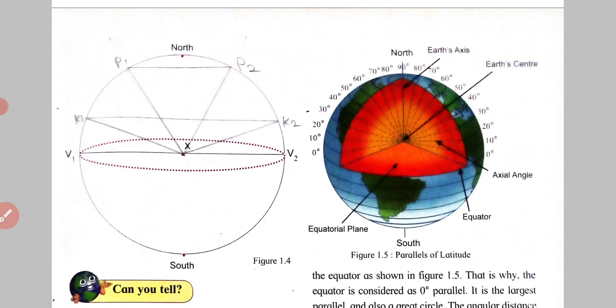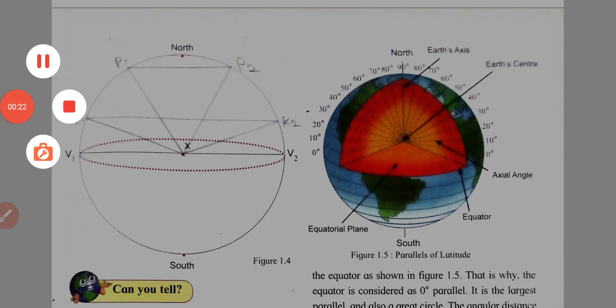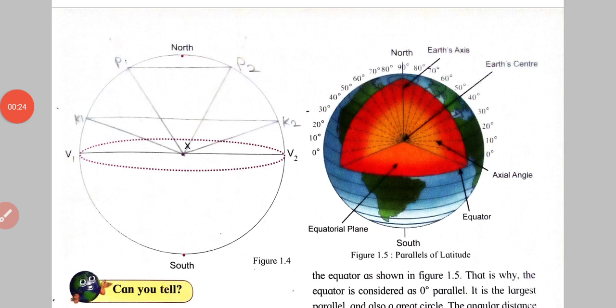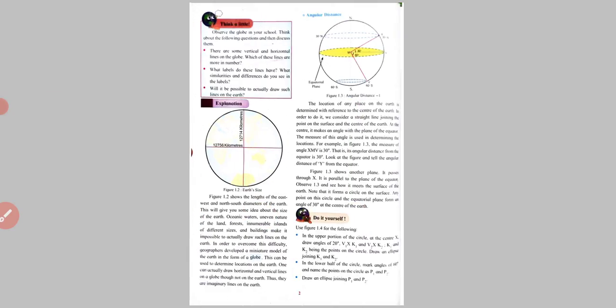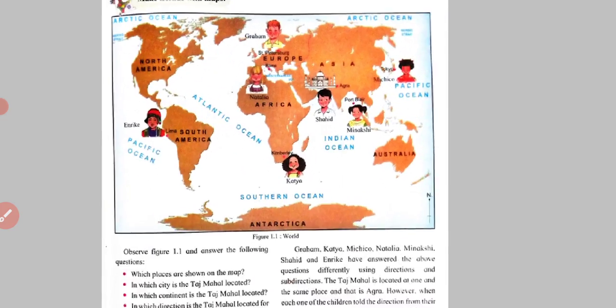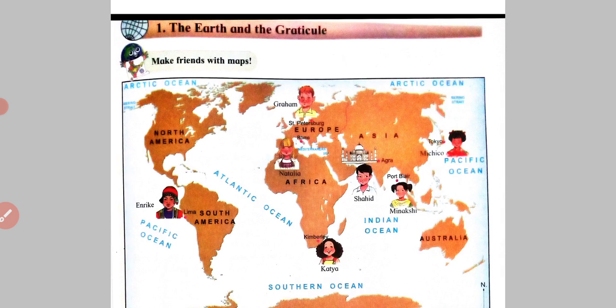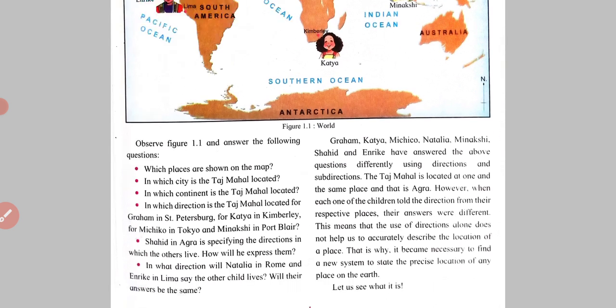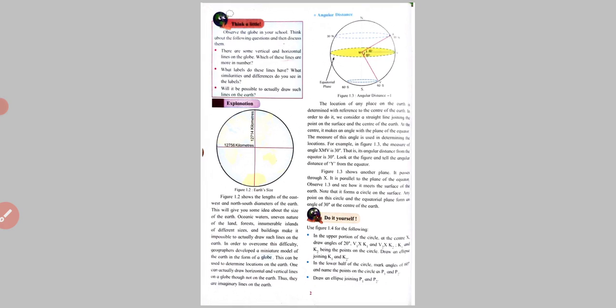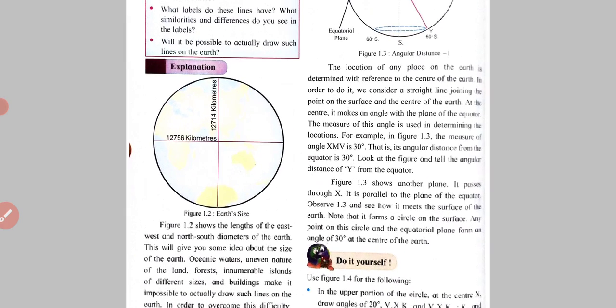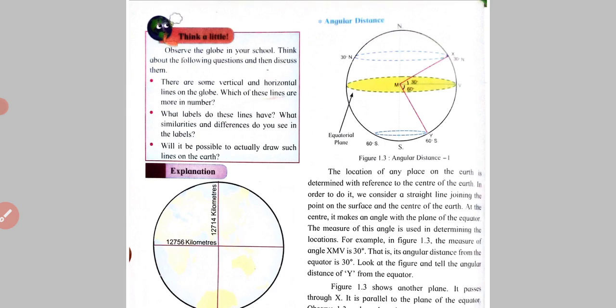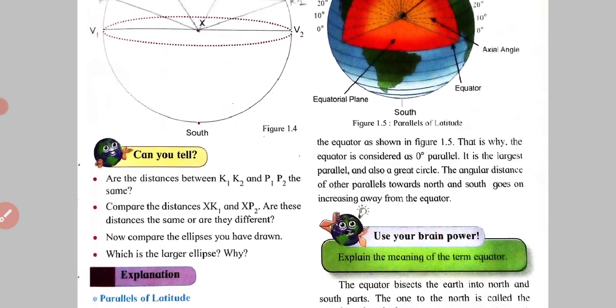Dear students, before this we started the lesson, and part 1 is uploaded on our channel. See, this is the second part, and this is the second lesson we are learning here. I will show you what we have learned before. See, this is lesson number 1, the earth and the graticule. Here we have learned about directions and about horizontal and vertical lines. Now we are understanding here.